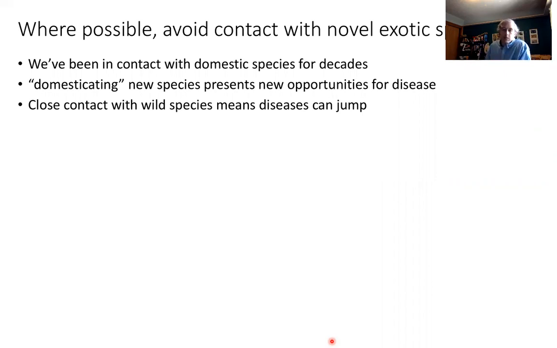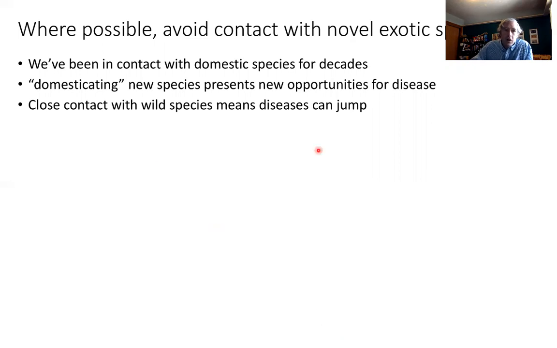Which means we've been interacting with those species and their pathogens for hundreds of years. The idea of domesticating a new species presents new opportunities for disease. If we decide we want a new species as a farm animal, or as a pet, when we bring that species into close contact with people, we are bringing all of the diseases that are present in that species with it. So that's presenting new opportunities for new diseases to jump into people.